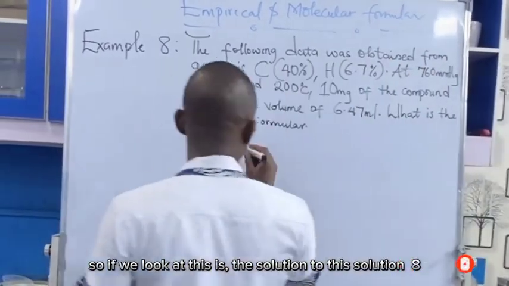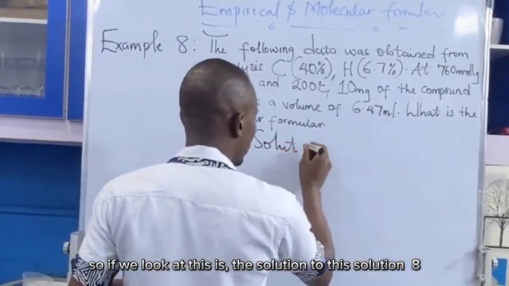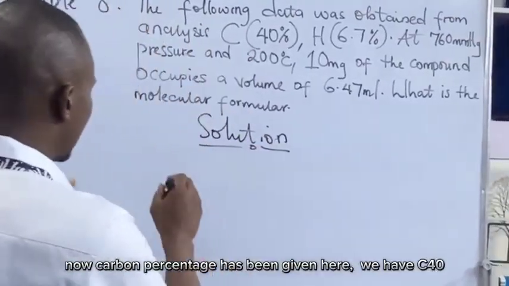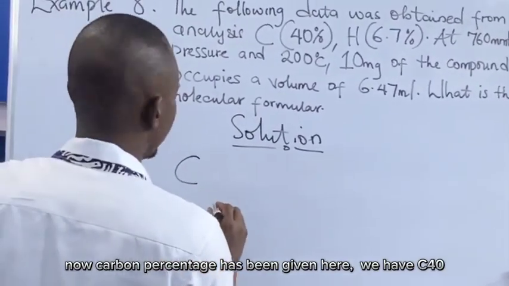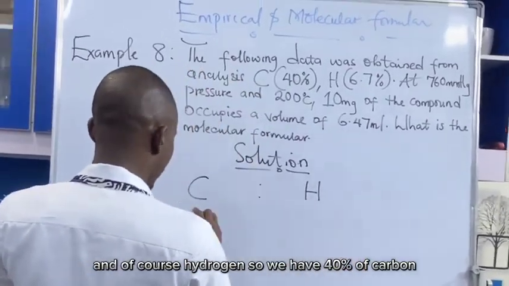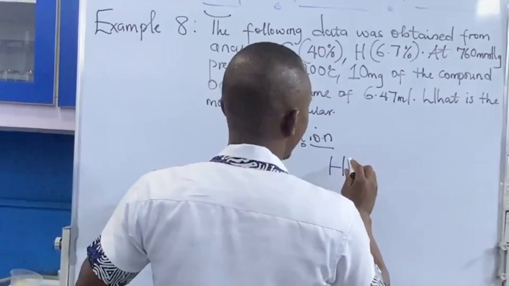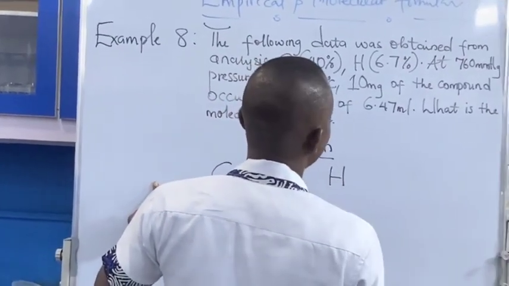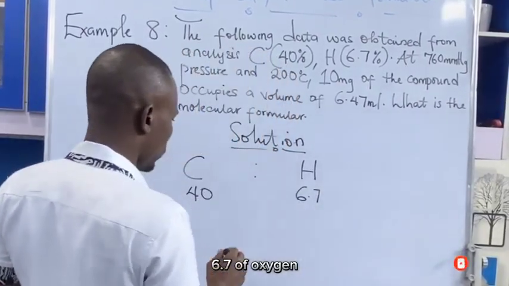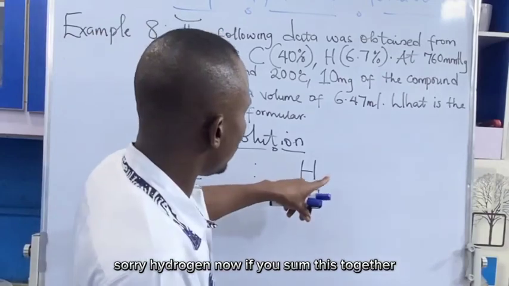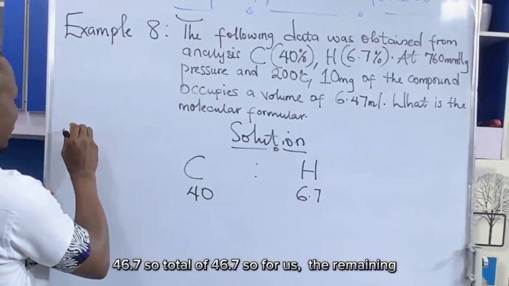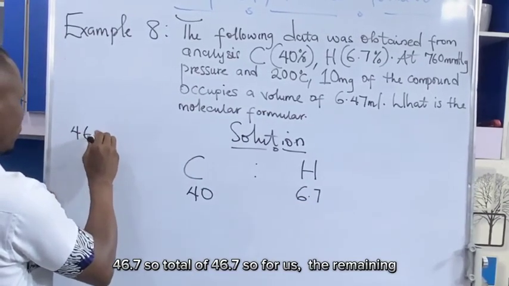So let's see the solution to this question 8. Of the given carbon percentage, you have C 40, and of course hydrogen. So we have 40% of carbon, and of course we have 6.7% of hydrogen. Now, if you sum this together, we are going to arrive at a total of 46.7.